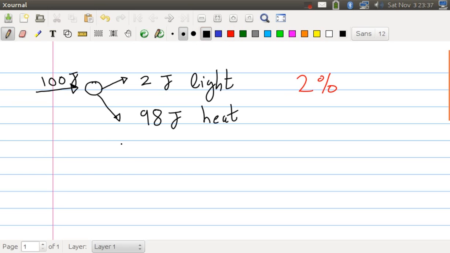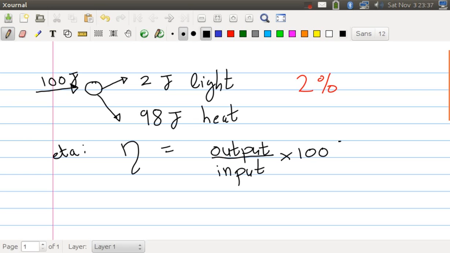So the formula to calculate efficiency, that's the symbol eta for efficiency. Eta. Efficiency will be the energy, like here 2, that you get out, the output in the form that you want, all over the input. So in this case it's 2 over 100. And just to make that a percentage, multiply by 100%. So that's the formula for efficiency.